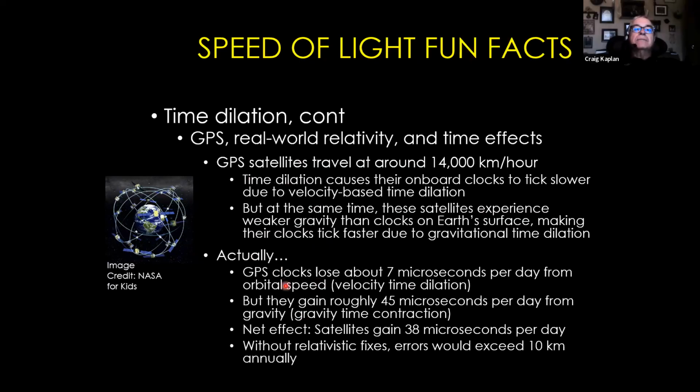So it turns out that GPS clocks lose about 7 microseconds per day from their orbital speed, but they gain roughly 45 microseconds per day from the lower gravity. The net effect is that they gain 38 microseconds per day, and this seems small, but without relativistic fixes, the errors caused by this gain of time would exceed 10 kilometers annually, meaning that by the end of a year, your GPS position, as calculated from satellites that weren't being corrected for relativistic effects, would be 10 kilometers off.